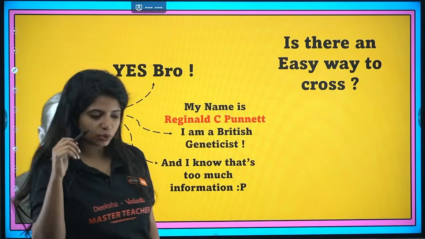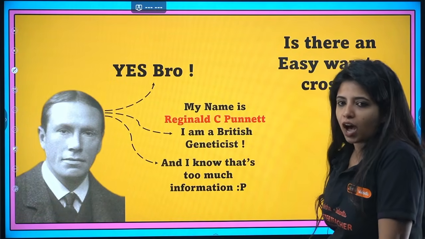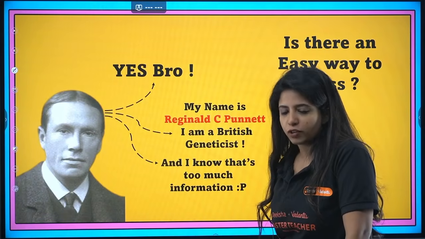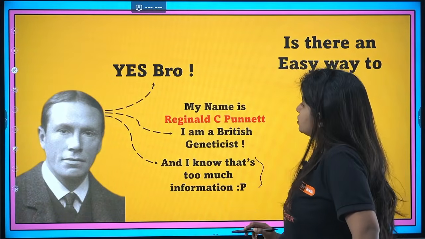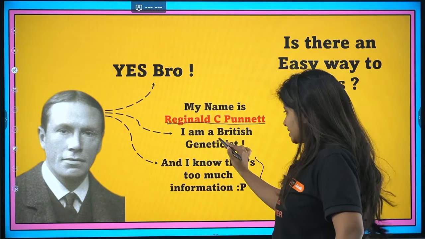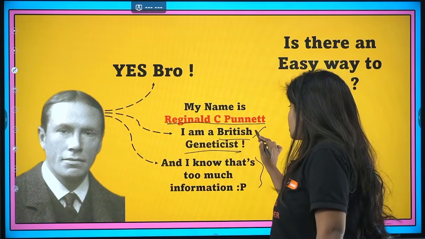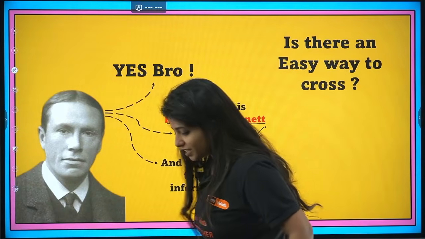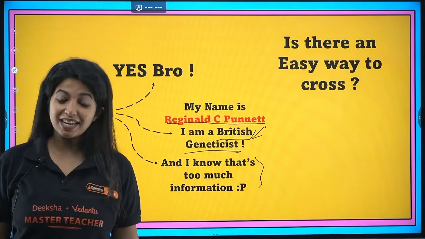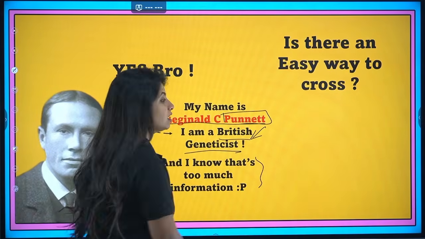We did this crossing and all, right? So he is saying, yes, my name is Reginald Punnett. I am a British geneticist, and I know that's too much information. Yes, that's actually too much information. We just need to know his name is Reginald Punnett, my dear children, and yes, he was a British geneticist. You need to know that because you get a question like that also. Okay, so please make sure you know he's a British geneticist, and his name is what? His name is what? Reginald Punnett. And what did he come up with? He came up with Punnett square.